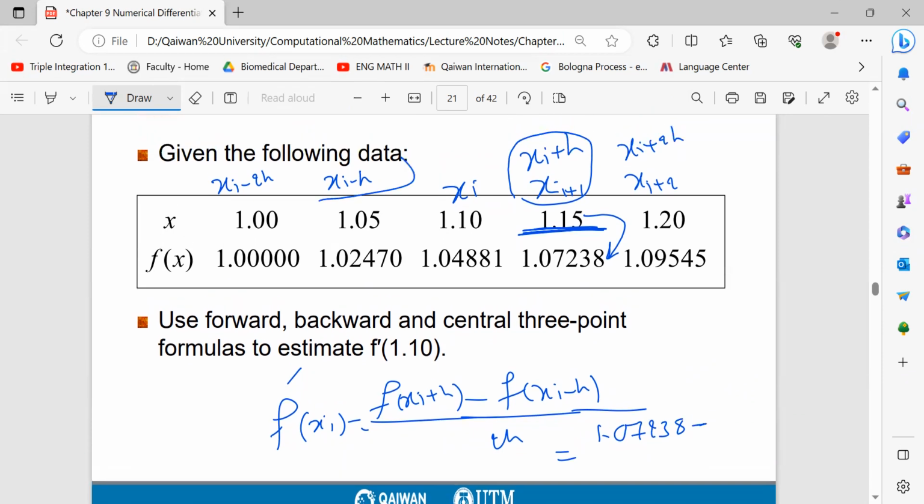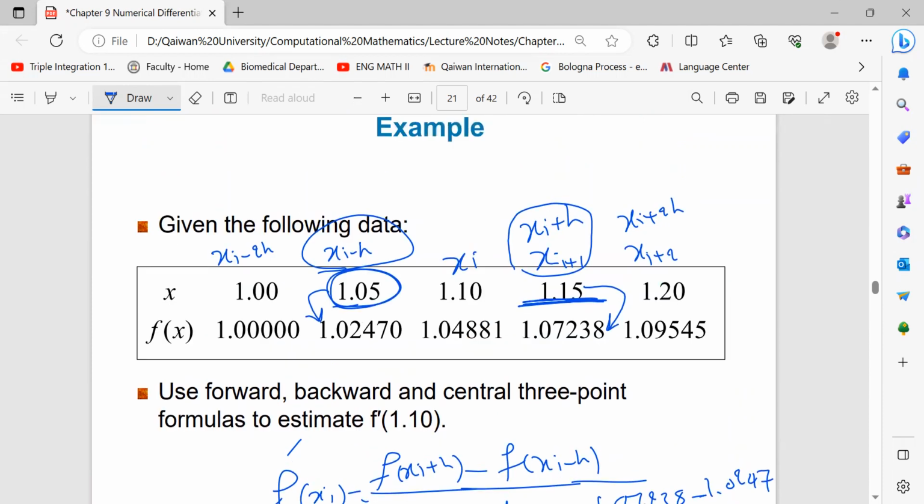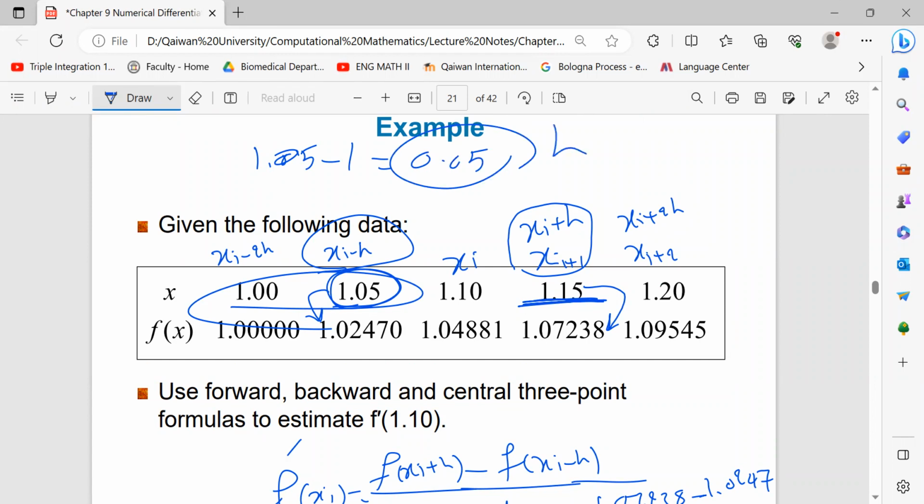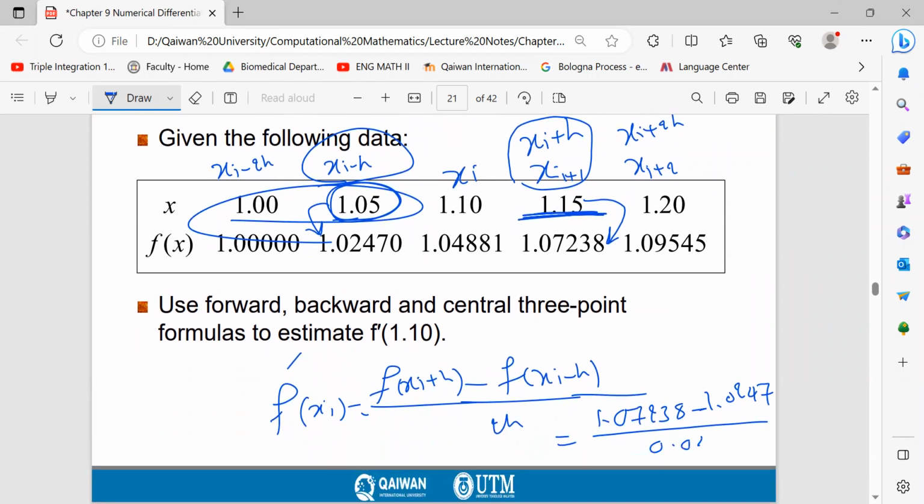That is 1.07238 minus, F of XI minus H. This is XI minus H. I mean, this value is. What's F of this value? It's the Y value here. It's 1.0247. All dividing by H. H here is the same as the previous example. As you see, if you subtract these two X values, 1.05 minus 1 is 0.05. So this is H divided by 0.05. And calculate this by using calculator. Just subtract the numerators and divide by the denominator. You get it. This is for central. That's all that you need to do for central of 3 points.